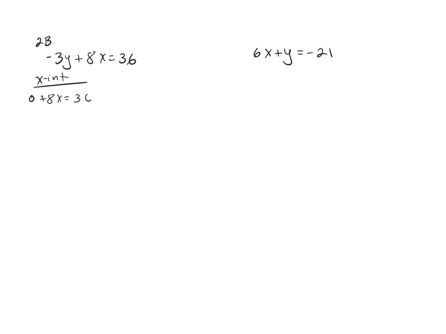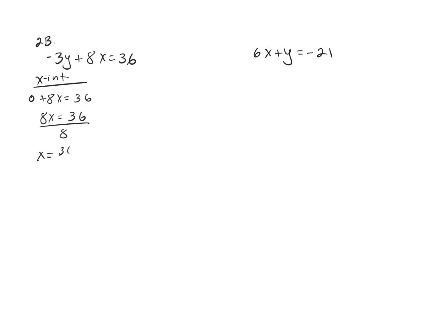So I'm going to write 2b here. Again, just to make sure I have space. So I'm going to do negative 3y plus 8x equals to 36. And then the other equation was 6x plus y is equal to negative 21. Now for the first equation, again, I'm just going to solve it for x and y intercepts just to show you a different way. So for the x-intercept, this becomes 0 plus 8x equals 36. Now we get 8x equals to 36. We divide by 8.